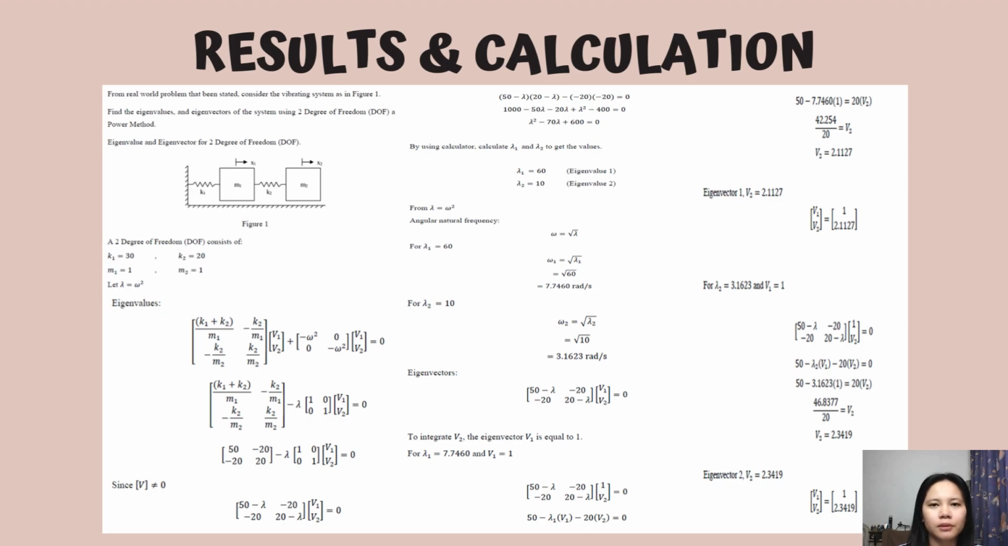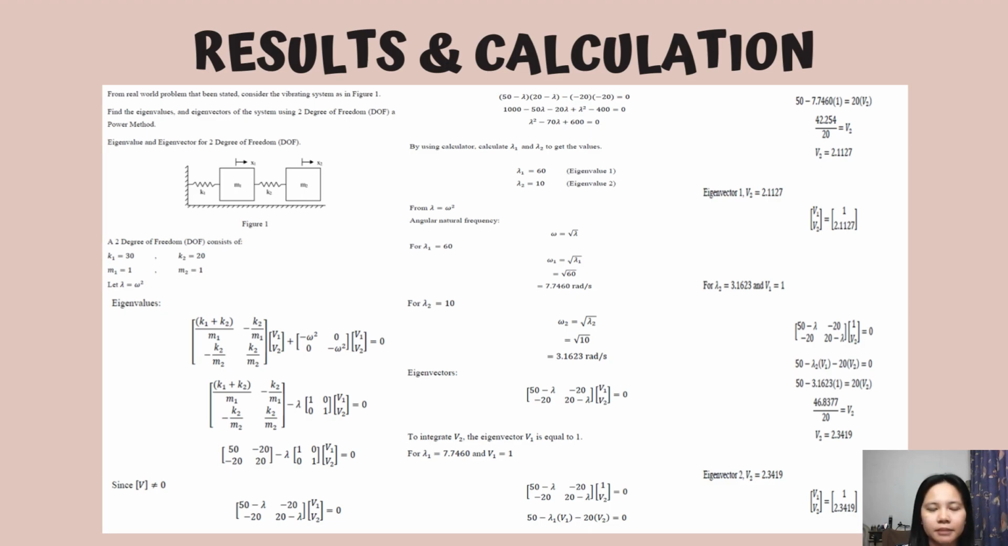For my part, I'll explain the result and calculation for this group assignment that is related to a real-world problem. From the real-world problem that has been stated, consider the vibrating system as shown in figure 1, and our group is trying to find the eigenvalue and eigenvector of the system using the 2 degree of freedom method and the power method. The first one is eigenvalue and eigenvector for 2 degree of freedom.